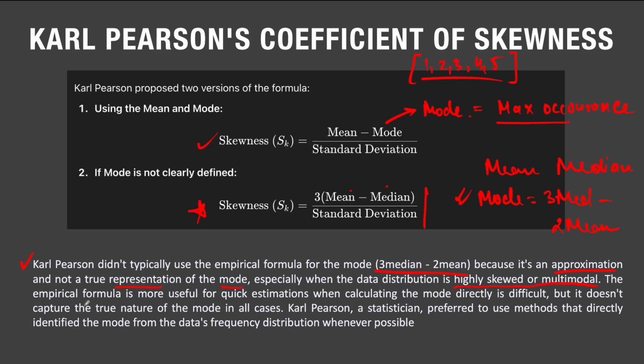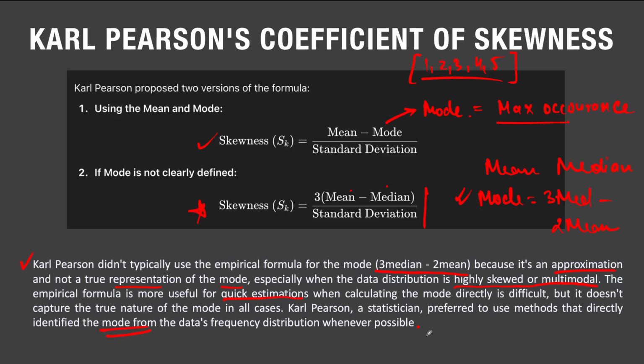So the empirical formula is more useful for quick estimations when calculating the mode directly is difficult, but it doesn't capture the true nature of the mode in all cases. Karl Pearson, a statistician, preferred to use methods that directly identified the mode from the data's frequency distribution whenever possible. Okay, we've also given you a piece of the brain of Karl Pearson of what he was actually thinking when he was formulating these formulas.